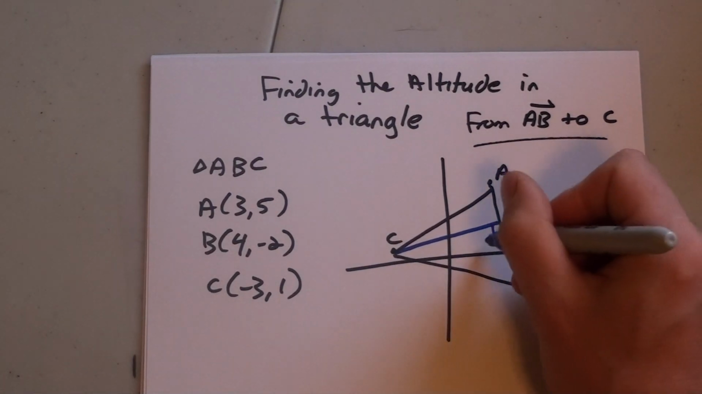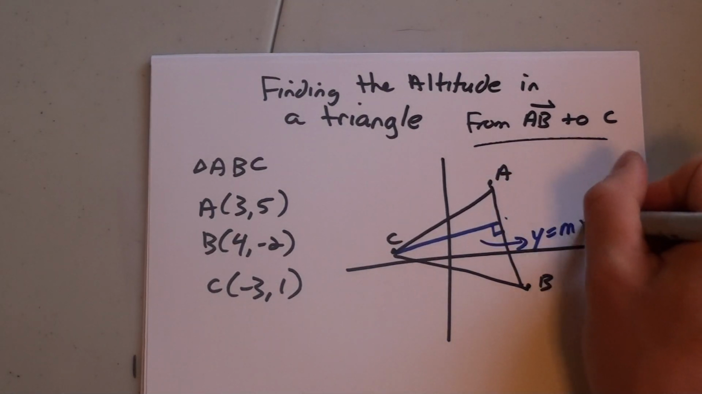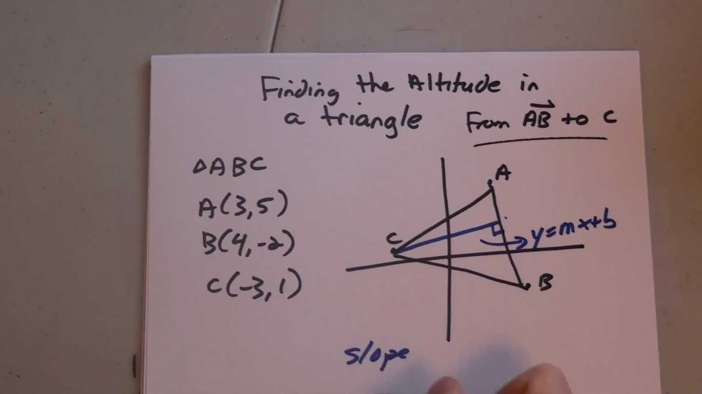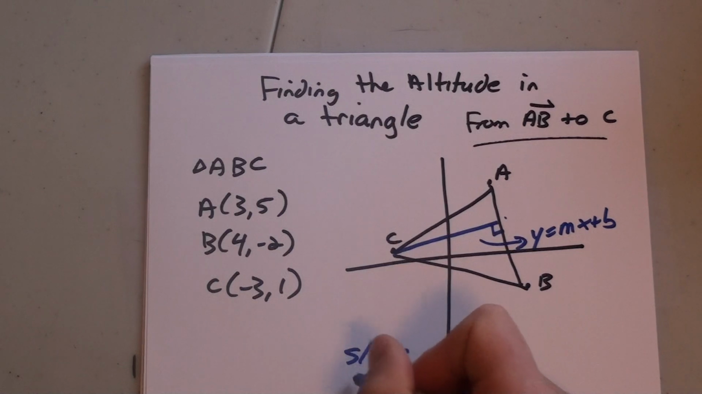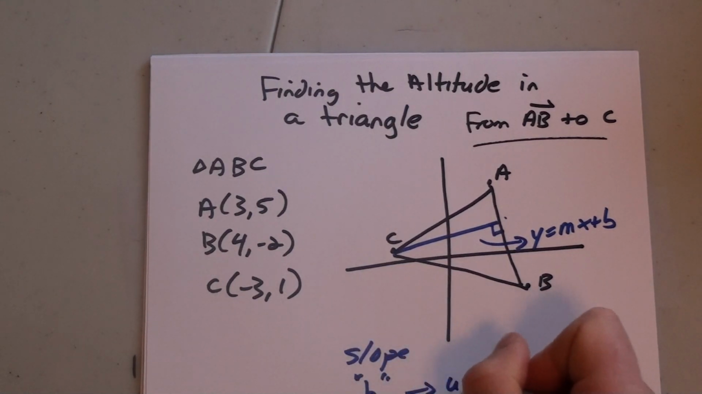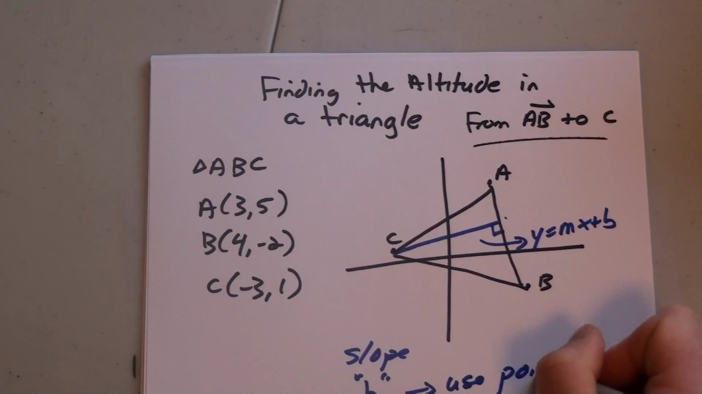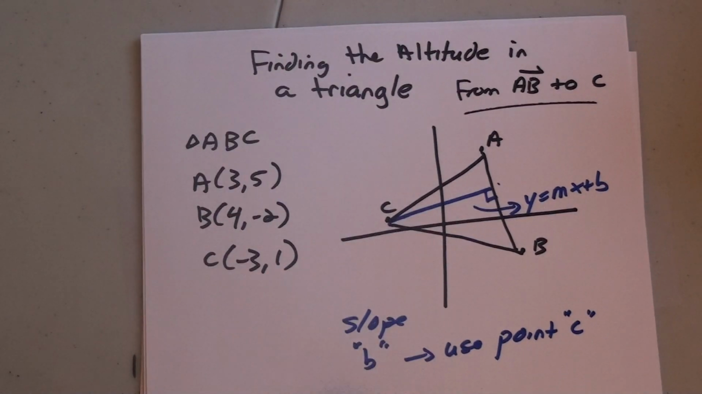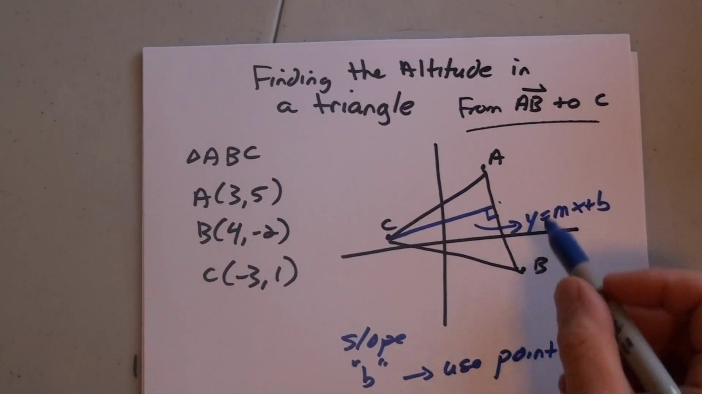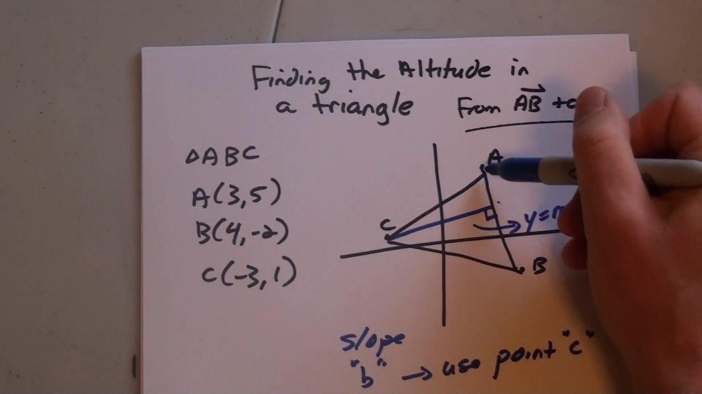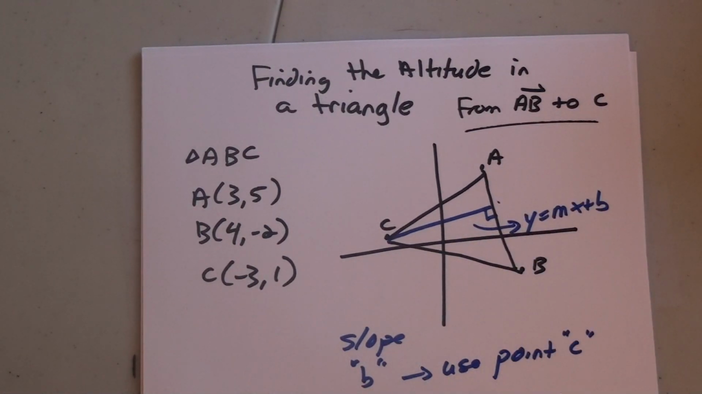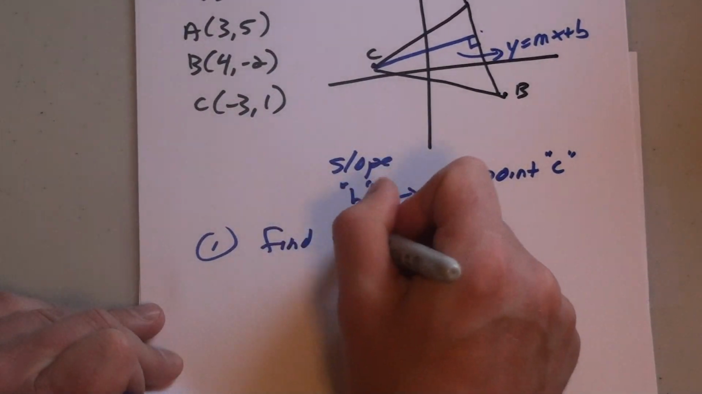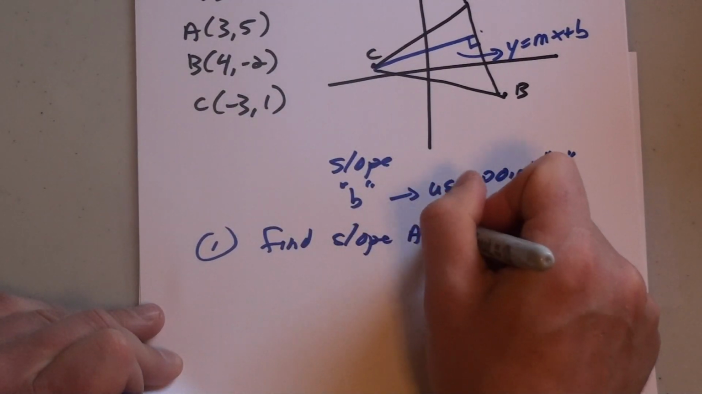So we're going to want to come up with the equation in y equals mx plus b form. So we're going to need to find the slope, and we're going to need to find the b value, and we're going to use point C to do so. Okay, so our first step, our altitude is perpendicular. So let's find the slope of AB and then make it perpendicular. Step one is find slope of AB.